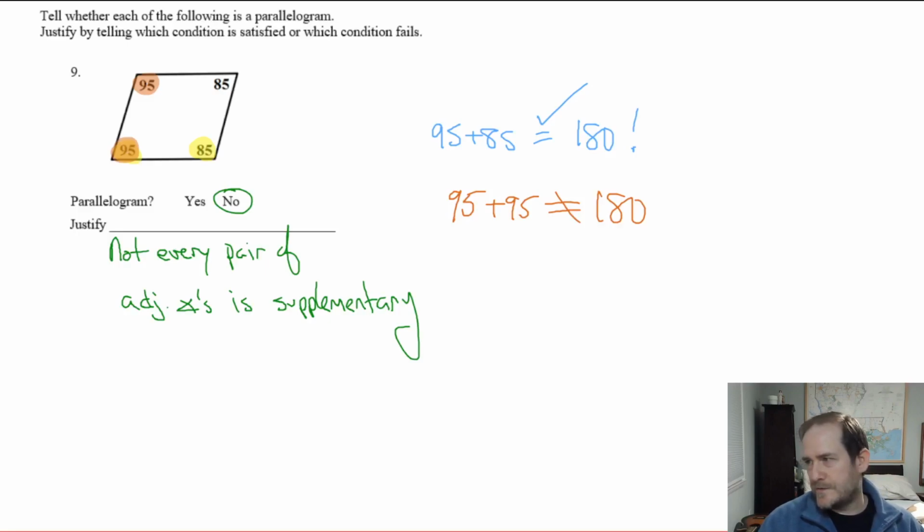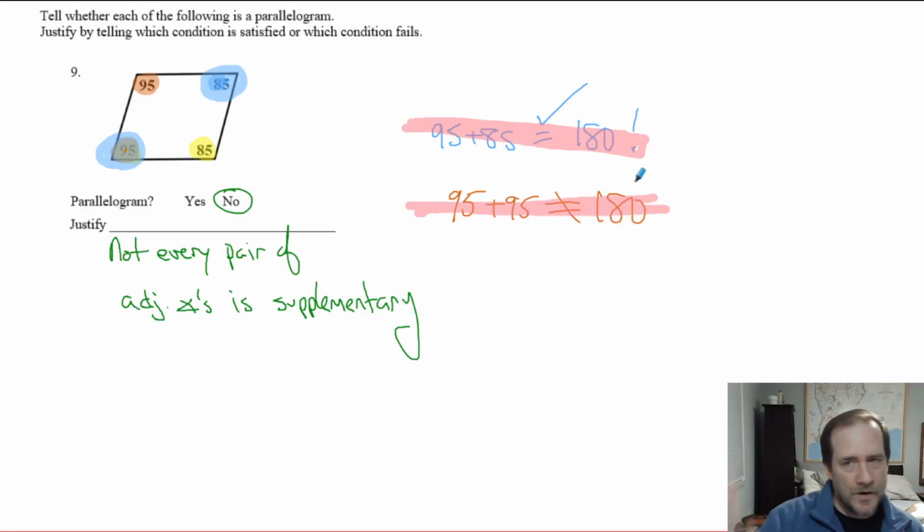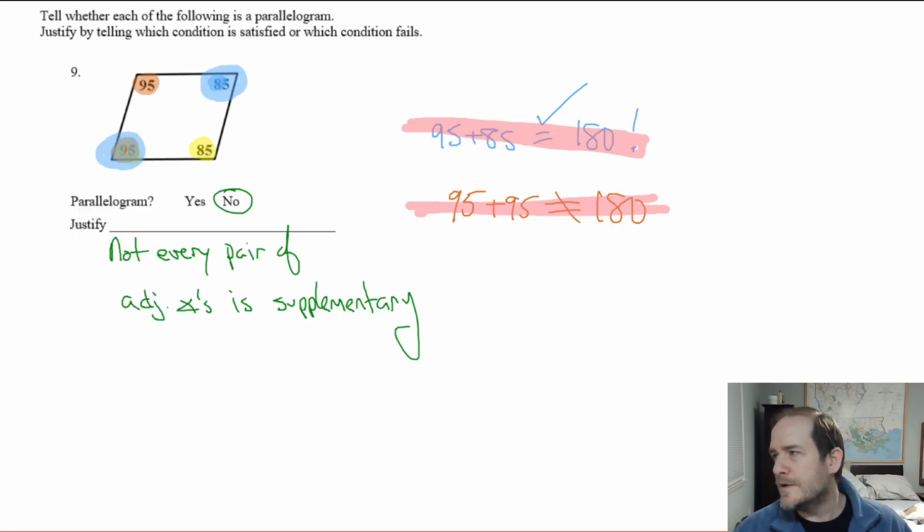All right, and of course, hopefully a bunch of you are thinking, hey, Mr. F, you probably could have just focused in on this 95 and this 85 and said that we're not a parallelogram. Because if the opposite angles are not congruent, then you're not a parallelogram either. So it might have been easier just to say, this guy's 95, this guy isn't 95. That makes us not a parallelogram. But I wanted to point out that there's a little something tricky here, where we do have one pair of adjacent angles that are supplementary, but the other pair is not. And you need all the pairs to be supplementary. Moving on.